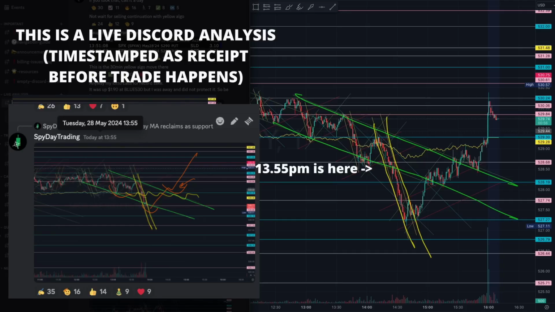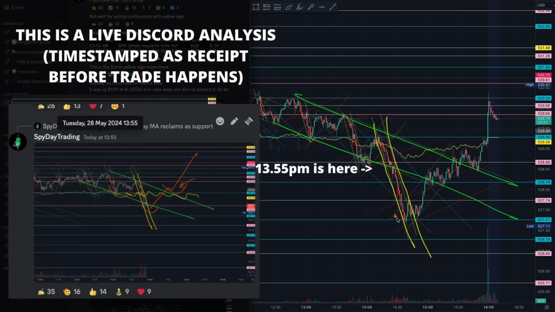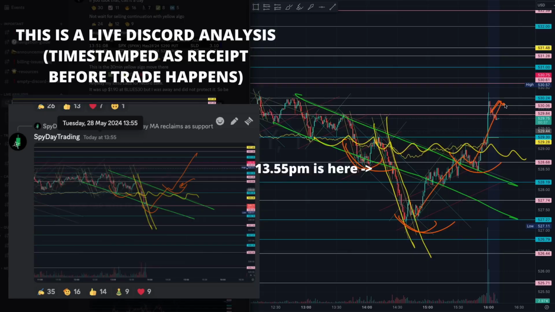And you see how the market started reclaiming. We planned for this at 155 on the breakout of that yellow algorithm. See how the market started grabbing liquidity. Once again, 5-day moving average right there. Now, this is a big clue. I will talk about this later in the video.